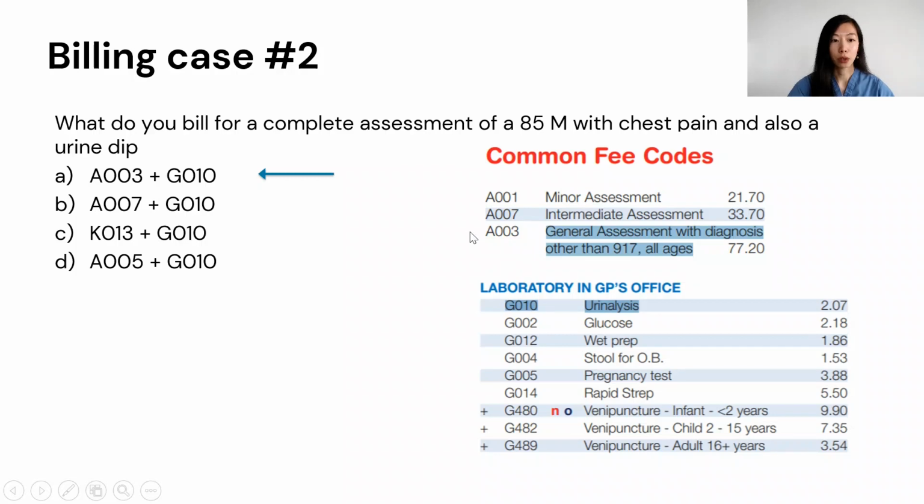They chose A003, and they did a G010. I didn't make these questions. I think the OMA did, but a lot of students, when I do this in lecture, will pick something like a K013, for example. But the reason the answer is A003 is because you're assessing more than one system. When you have a patient with chest pain, you're assessing not only the cardiac system, but also the respiratory system or the GI system and so on.